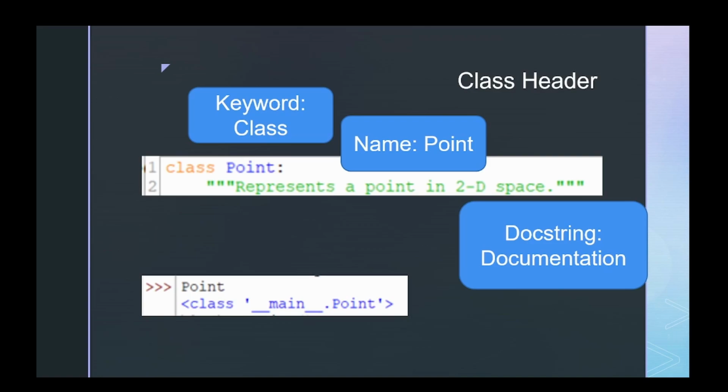Now, here at the bottom, if I were to go to my command prompt and just type in the class name, so capital P Point, it's going to tell me that it is a class of __main__, and it is of type Point. So it gives you a little bit of information, but it does point out that it is a class.